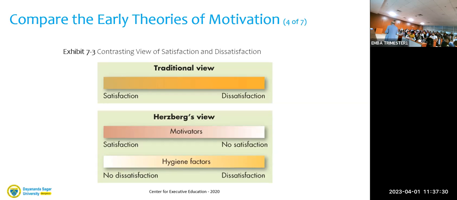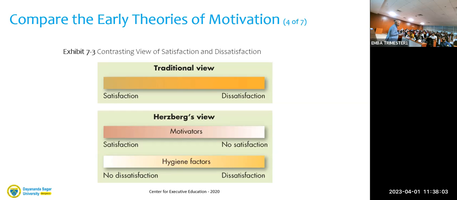So he said that there are factors. Listen to this carefully. He said that if you are dissatisfied, it can lead to demotivation. But there are factors also, even if you are satisfied, you need not be motivated. Very interesting, right? So he said that there are many factors. If you're dissatisfied, you can be demotivated.